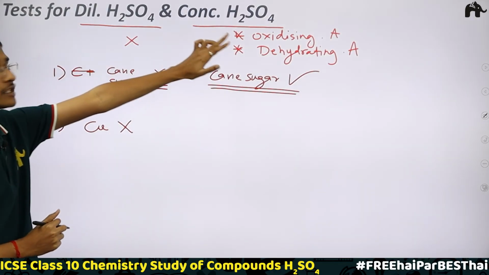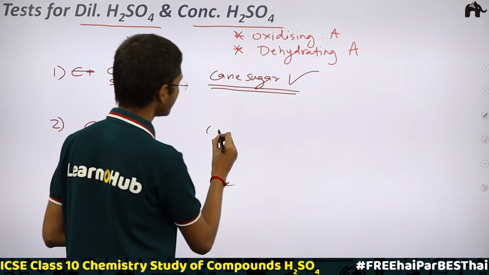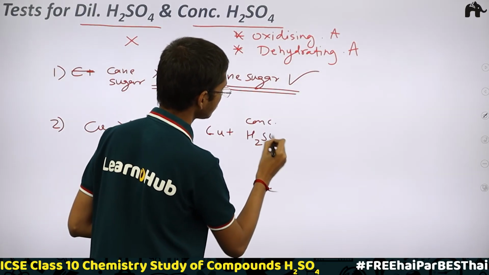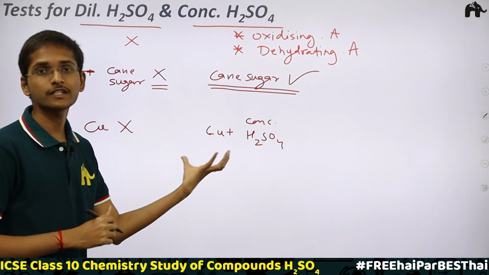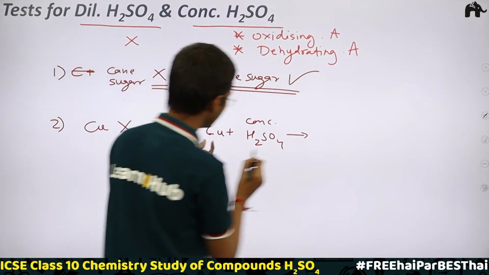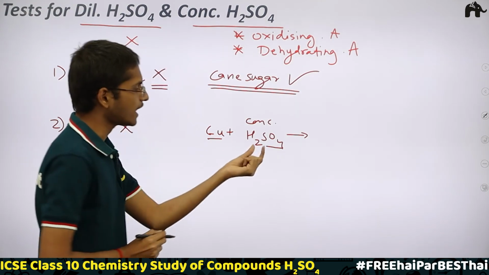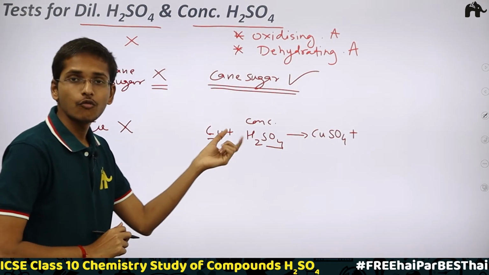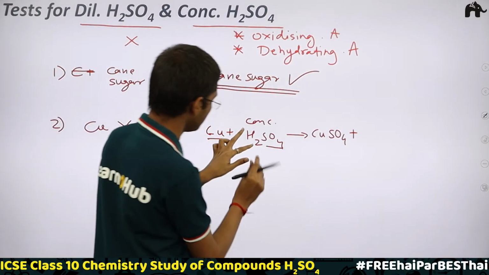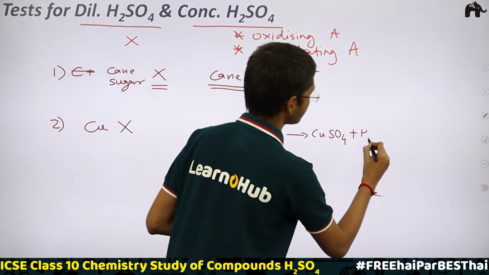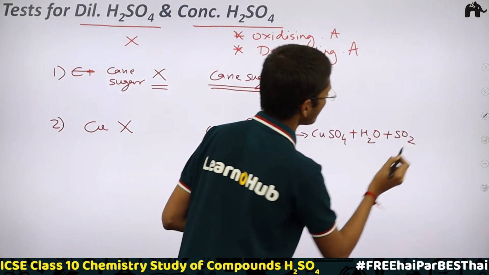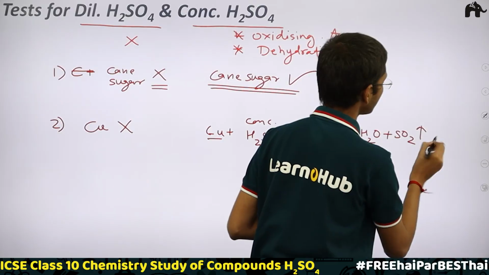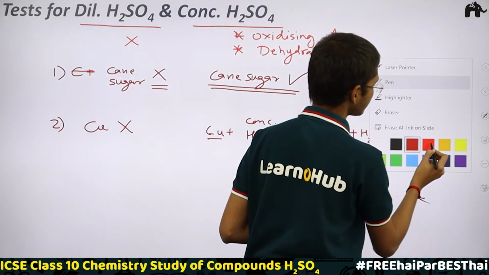But concentrated sulfuric acid would definitely react with copper, and we know how it reacts. We have seen the reaction of concentrated sulfuric acid with copper, the oxidizing property, in which it forms copper sulfate, and along with copper sulfate, it forms water and sulfur dioxide. Now, you would say, sir, how could we figure out that this gas which is evolved is sulfur dioxide? Sulfur dioxide gas has a characteristic property.